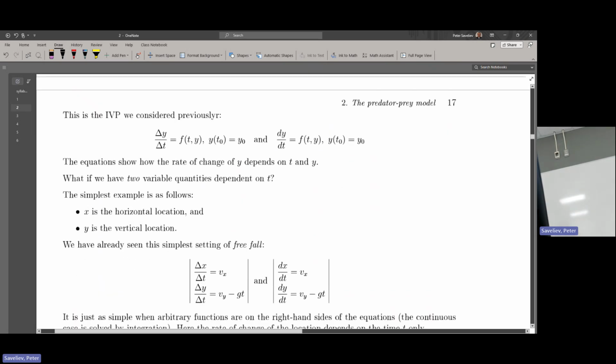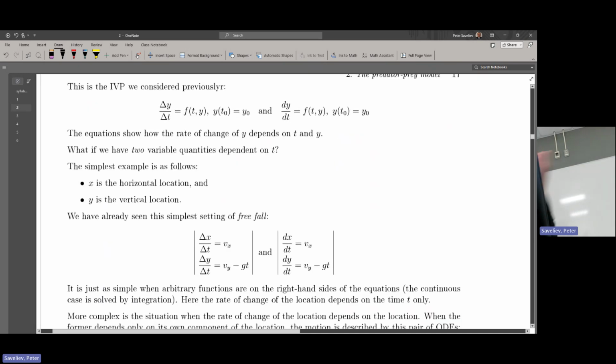Okay, so what if there are 2 variables? The time t remains the same. We're looking at phenomena where there are 2 quantities that vary with time. The example we just looked at is free fall, where x and y are those 2 variables, horizontal and vertical location, both depending on time. And the good news is that the key to solving the problem is to understand that there's a wall between the 2.